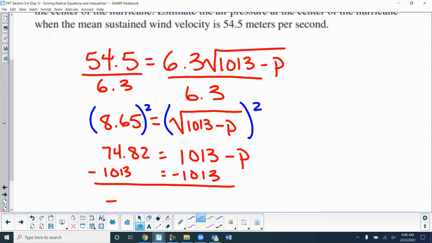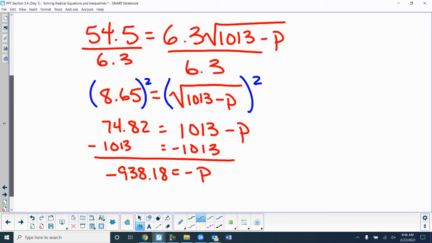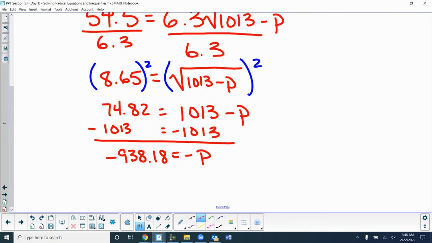Which is a negative what? 938.17. Oh my god, that is low pressure. That's like brain smashing pressure. Thanks, Caleb. So is it finished yet? You gotta flip the sign. Right, you gotta divide by -1, right? That's what I was trying to do there. Or like Caleb said, flip the signs.